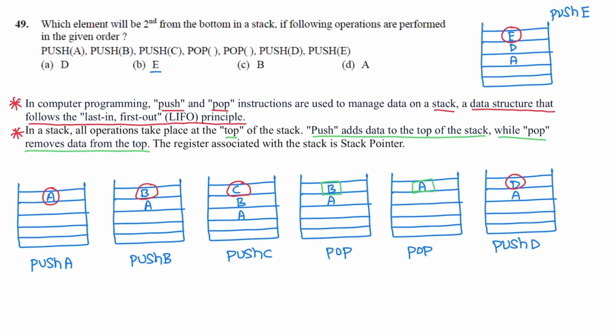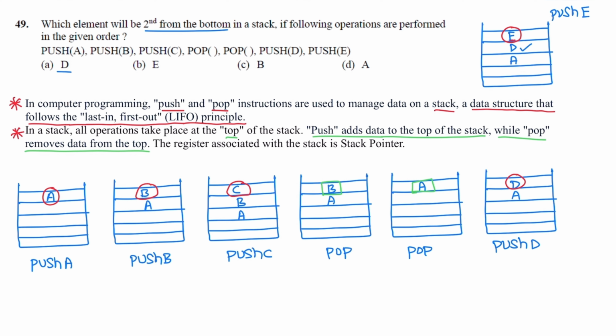Now as per the question, what element will be second from the bottom of the stack if the operations are performed in this sequence? So the element in the second place is D. So the correct option is A.